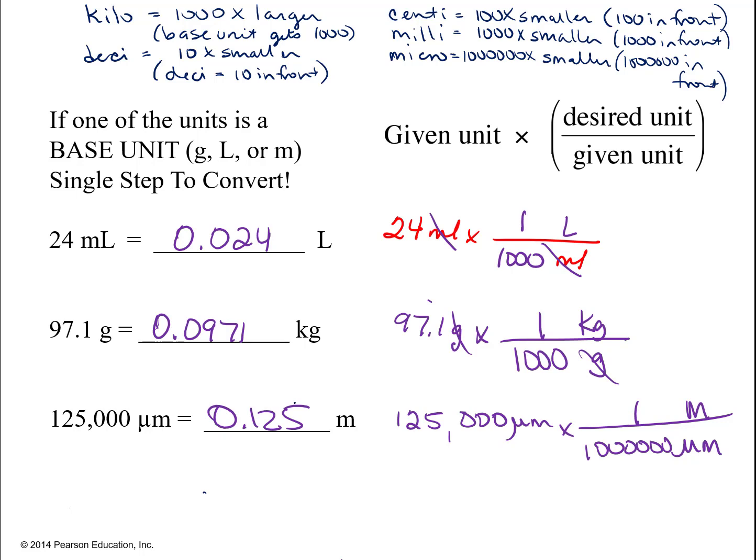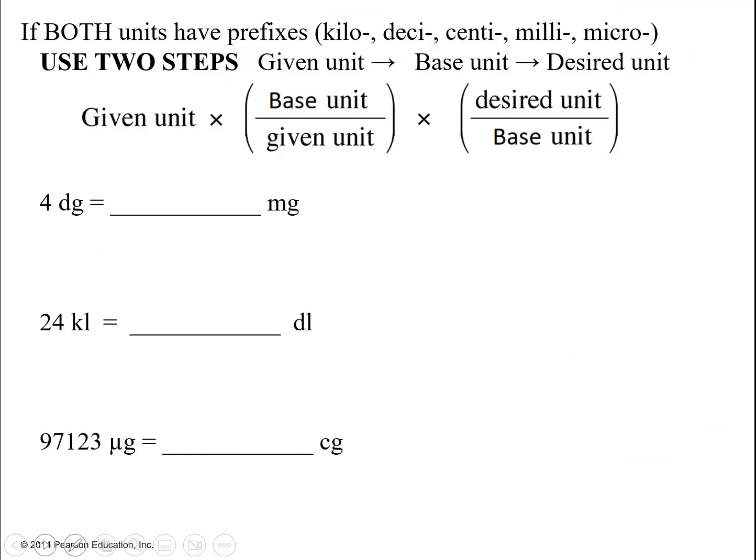Okay. Now, do you notice in all of these examples, I have a base unit? One of my units is just a single letter, like liter, gram, and meter. So what if I have 2 prefixed units? This one, 4 decigrams, is equal to how many milligrams? Do you see that I have deci and milli? Well, I know what deci is in comparison to the base unit. I know what milli is in comparison to the base unit. So I'm just going to do this in 2 steps.